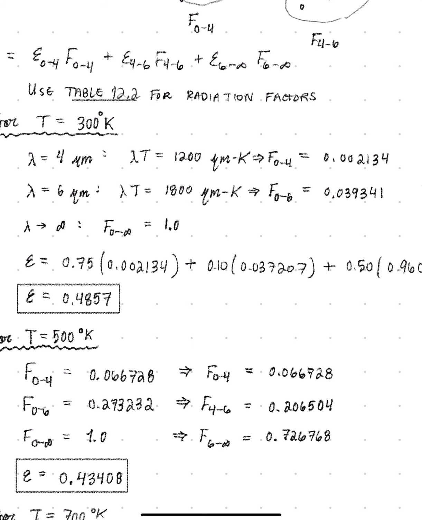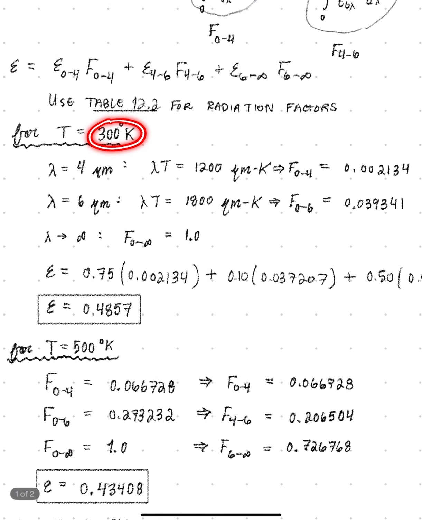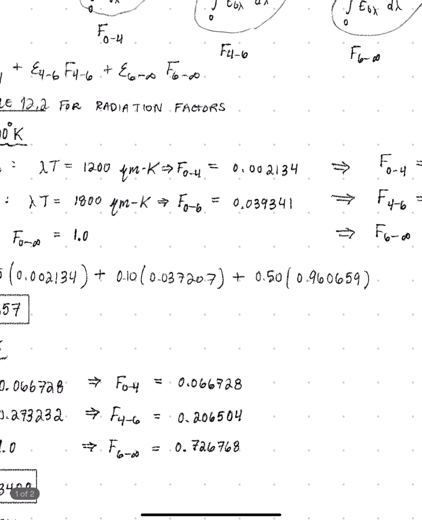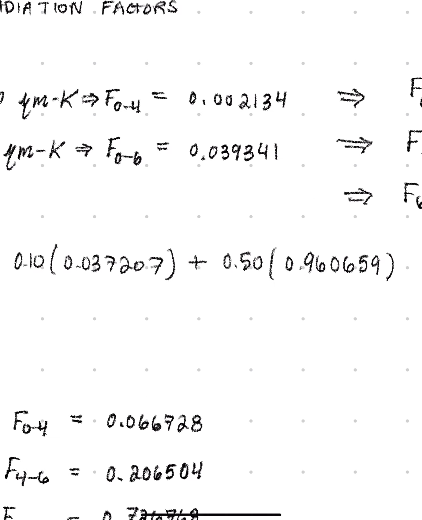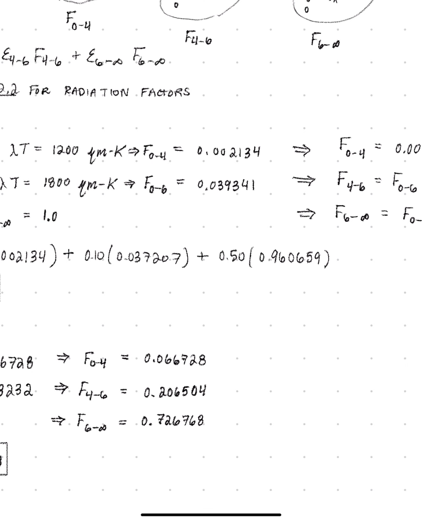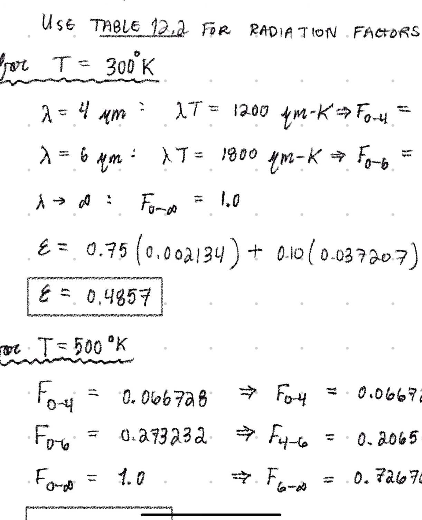So for our 4 micrometer wavelength, we have to multiply the wavelength times our temperature, which is 300 Kelvin for our first case. That gets us a value of 1200 micrometer Kelvin, which correlates to an emission factor from 0 to 4 of 0.002134. The same for 0 to 6 micrometers, we get a lambda T of 1800 micrometer Kelvin, which correlates to a 0.039341 emission factor. And from 0 to infinity, it's going to be 1 always.